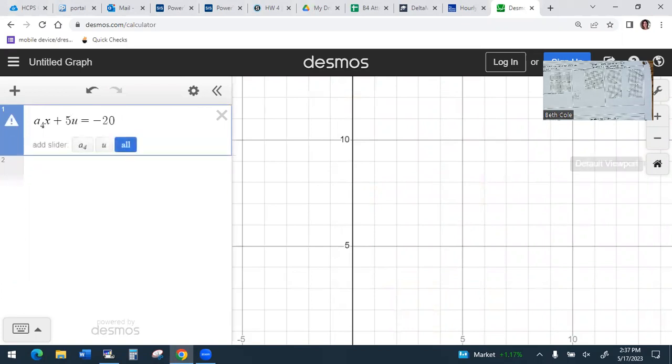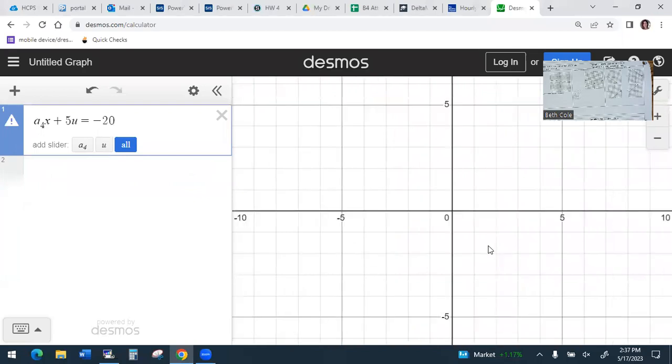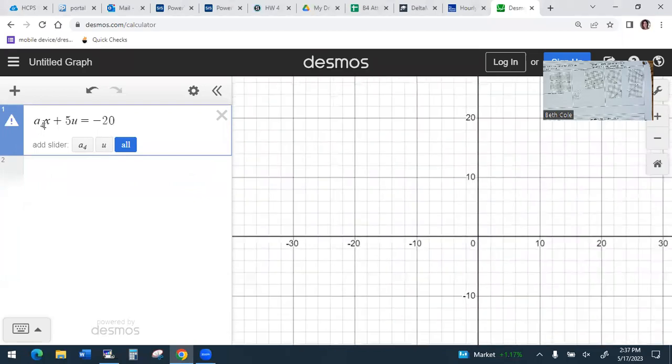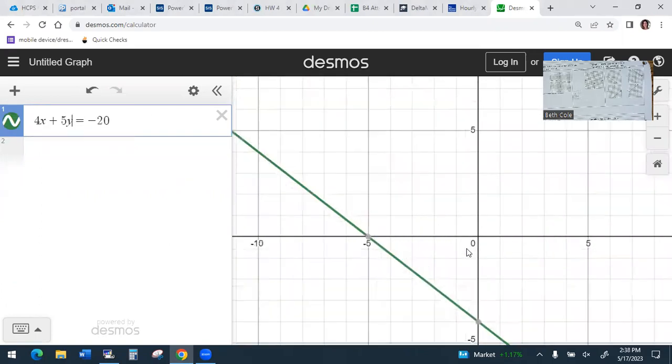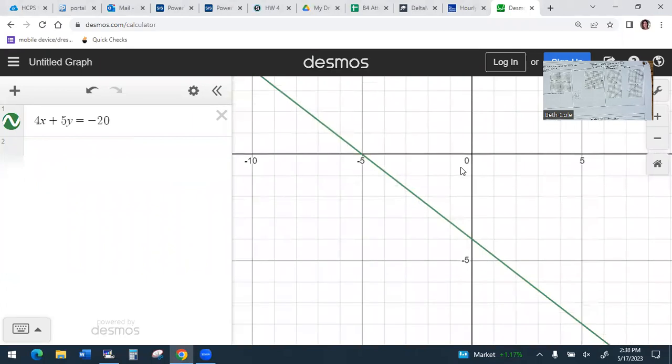I'm gonna hit the home button to put the window back. Oh, I still can't see it. Let me see. I think I mistyped something. 4x plus 5y equals negative 20. There we go. All right, which one does that look like? Hey, good job.